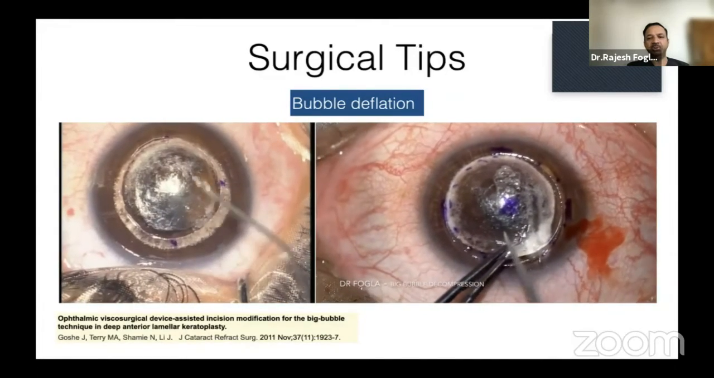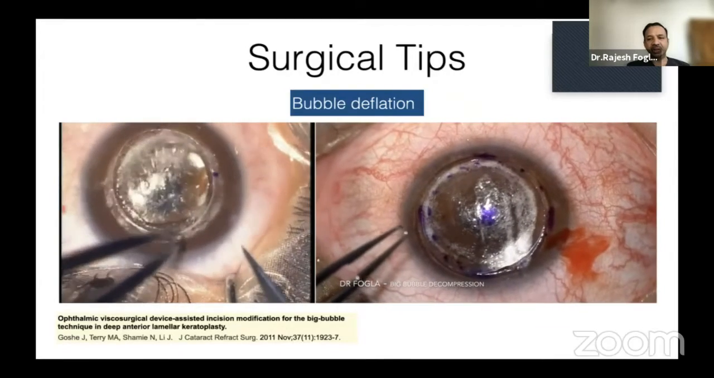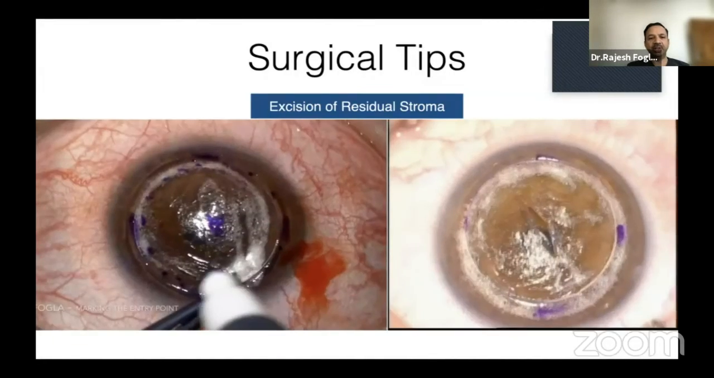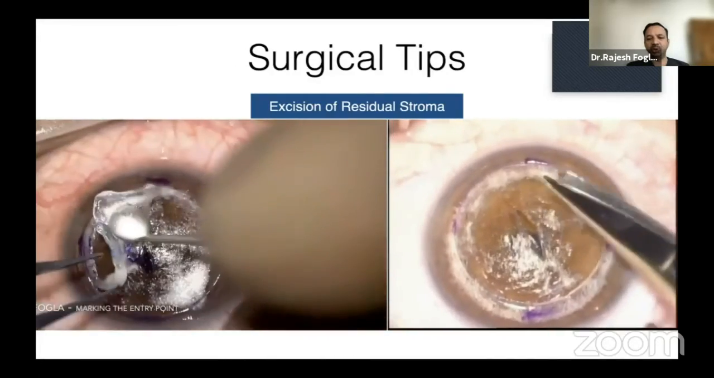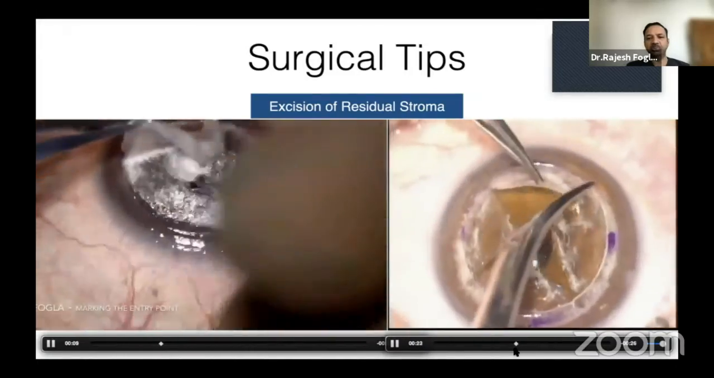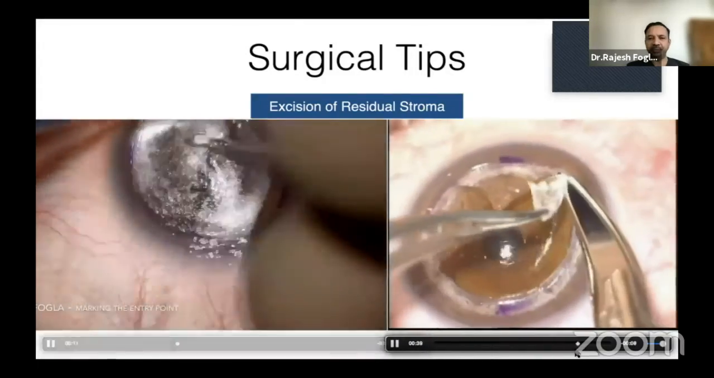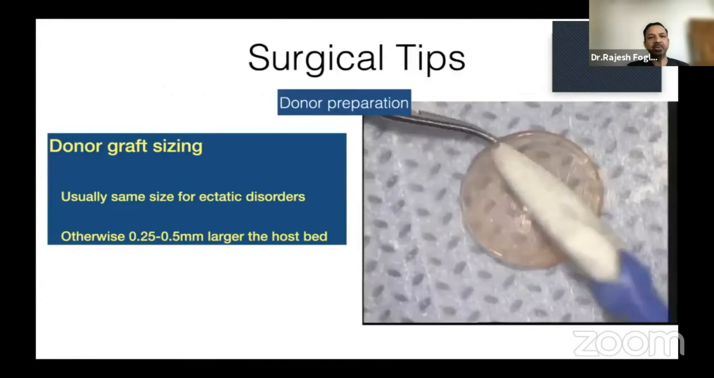Deflation can be performed after placing cohesive viscoelastic on the surface, which retards the egress of air, thereby allows a gradual deflation. You separate the residual stroma into 4 quadrants, and then you can excise it, taking care that you don't perforate the posterior layer. A type 2 bubble ideally should not be deroofed. And in this study, they have shown that there is an increased rate of conversion to penetrating keratoplasty whenever you try to bare the Descemet's membrane in a type 2 bubble.